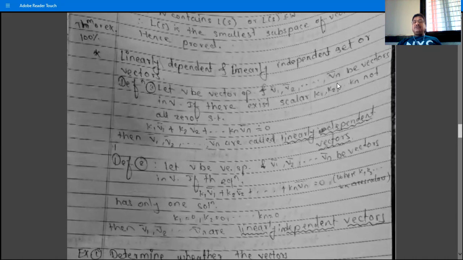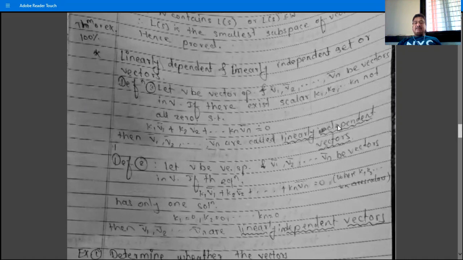Let v1 bar, v2 bar, ..., vn bar, or v1, v2, ..., vn, be vectors in V. If there exist scalars k1, k2, ..., kn, not all 0, such that k1 v1 plus k2 v2 plus ... plus kn vn is equal to 0, then v1, v2, ..., vn are called linearly dependent vectors.